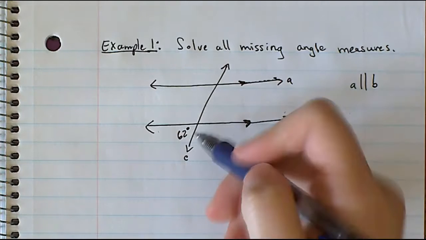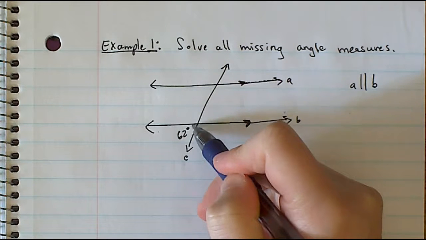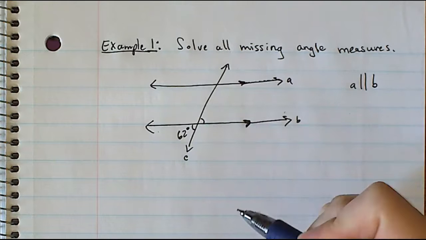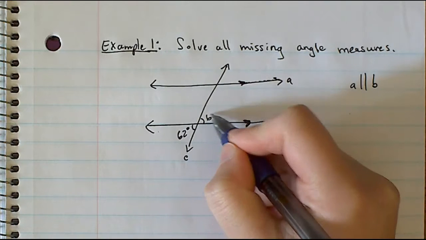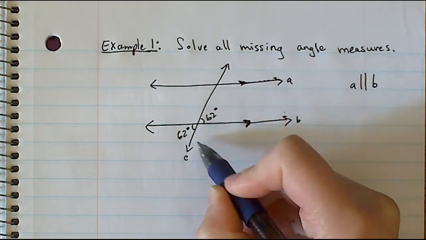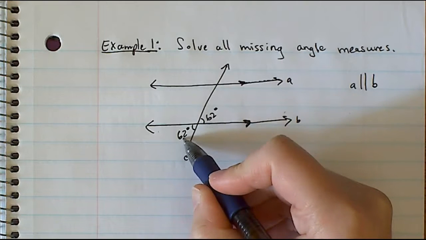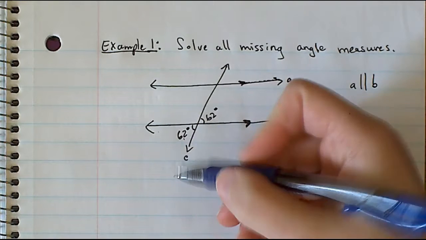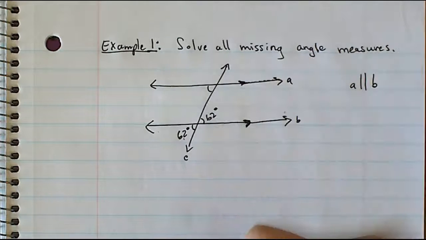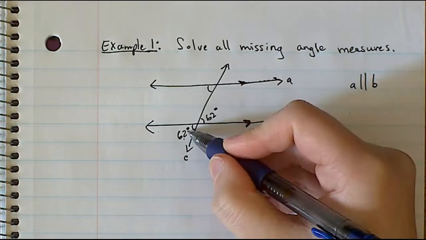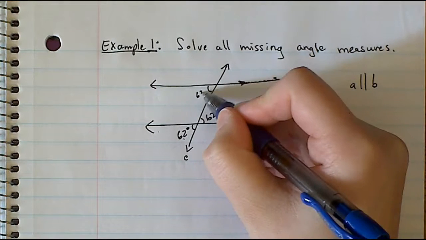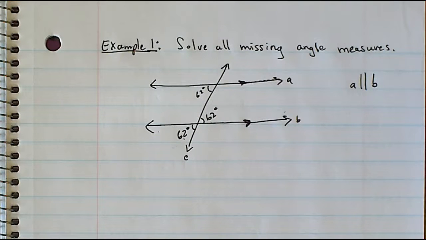So I could start off down here, 62 degrees. Well, I know that this one's going to also be 62 degrees because they're vertical angles. I know that if this is 62 degrees and the lines are parallel, then corresponding angles will be congruent. So that means this angle will be 62 degrees as well.